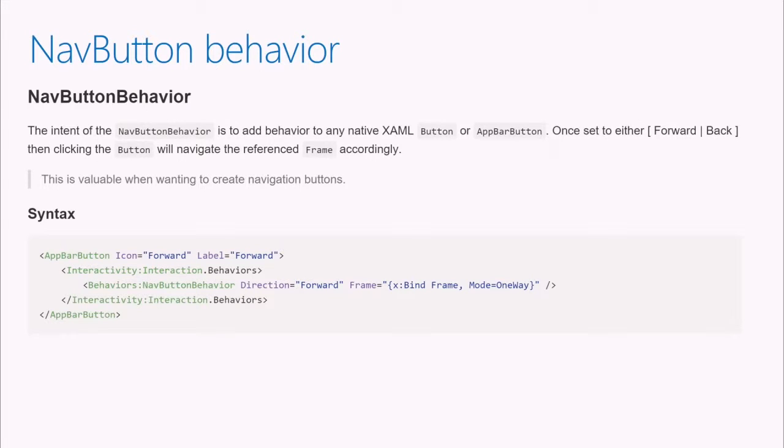Let's take a look at the syntax of the nav button. It's easy enough. On the app bar button, on a regular button, all it has to be is a button. Yep. All you do is add that behavior, in this case it's the nav button behavior, to the button itself inside its behavior's attached property. Now inside that you have two properties that matter. The first one is the direction, so this might be a back nav button. This could be a forward nav button.